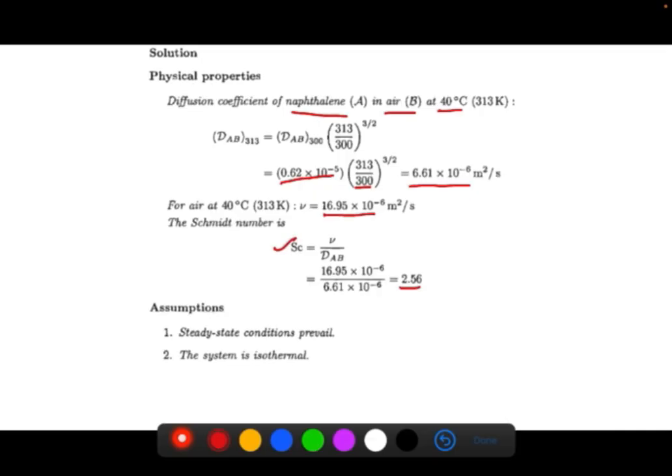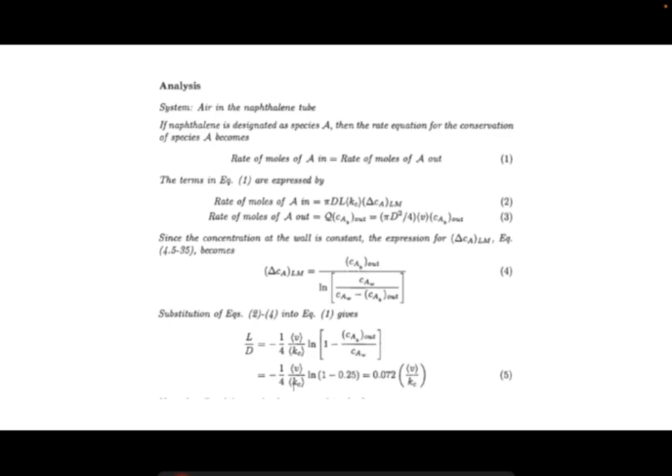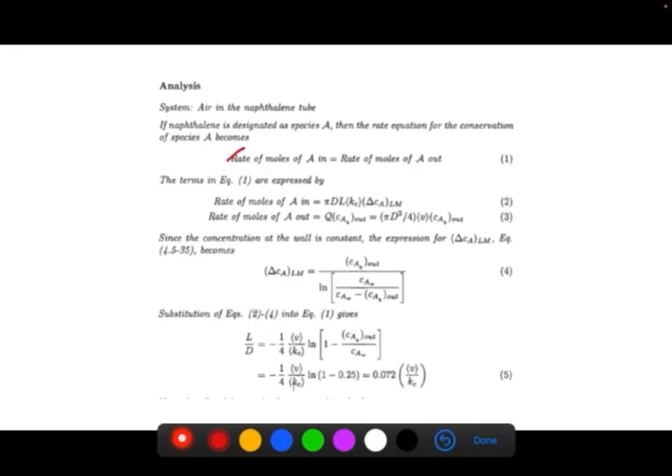Now, initial assumptions we have are steady state conditions prevail and the system is isothermal. Initially, we balance out the moles of A. The rate of moles of A in would be the rate of moles of A out. The rate of moles of A in can be given as pi D L, this is the cross section area, Kc is the mass transfer coefficient, and delta CA lm is the logarithmic mean value of concentration.